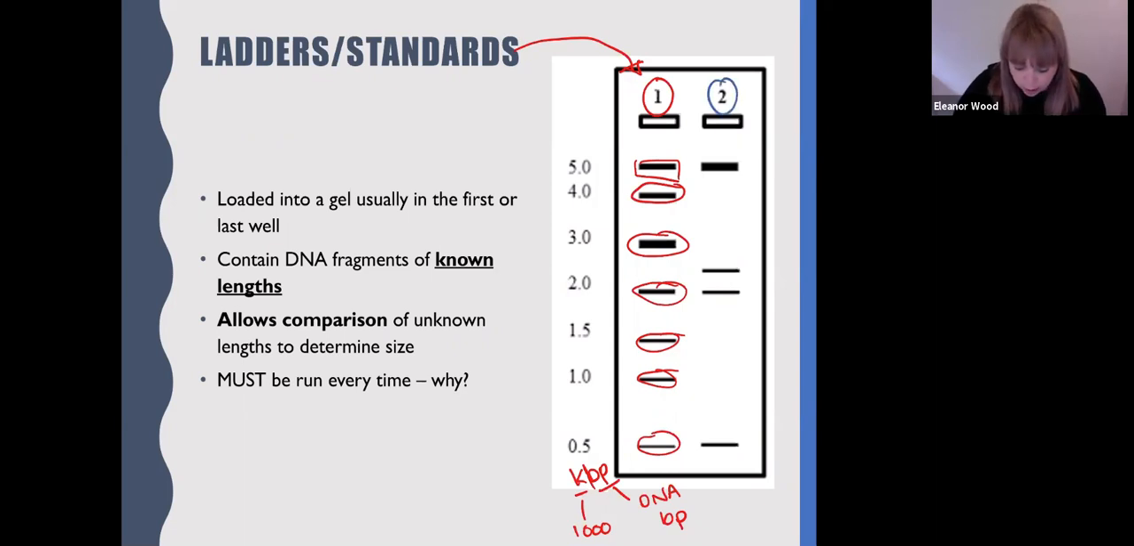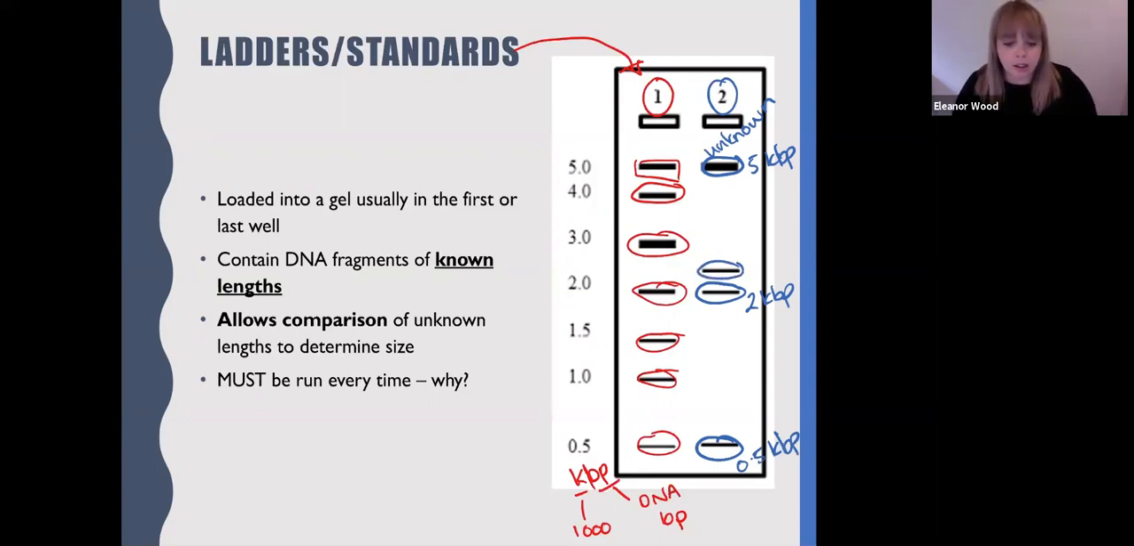So number 2 here is my unknown, but I know now that this one is going to be 5 kilobase pairs. I know that this one is going to be 2 kilobase pairs. I know that this one is going to be 0.5 kilobase pairs. And it's just about this one here.